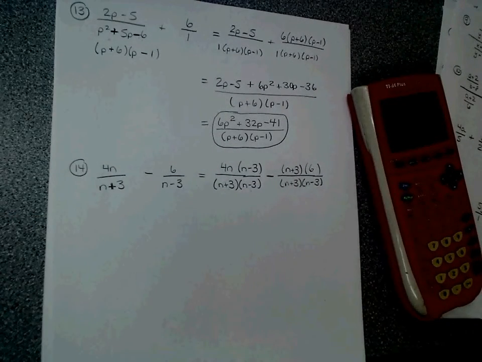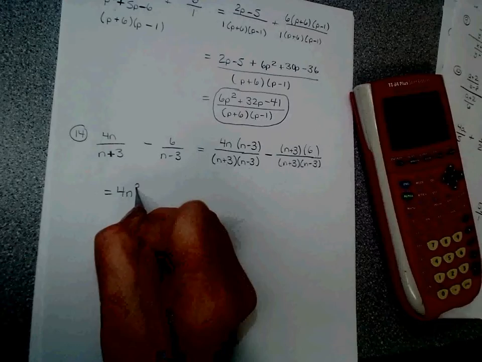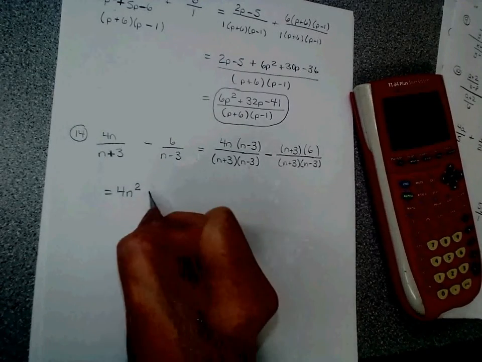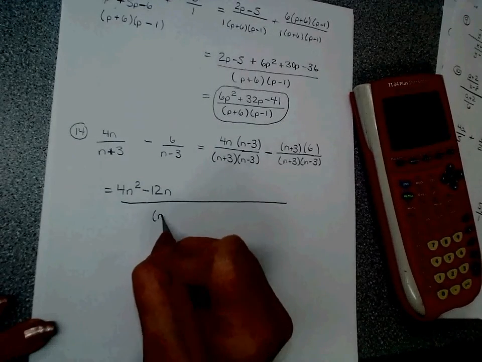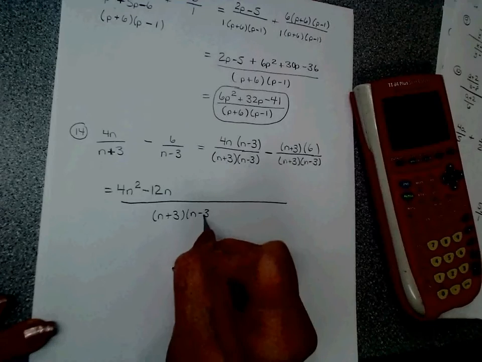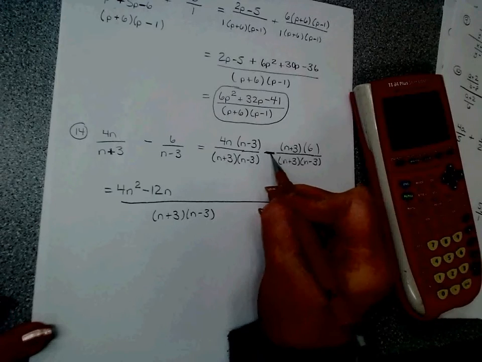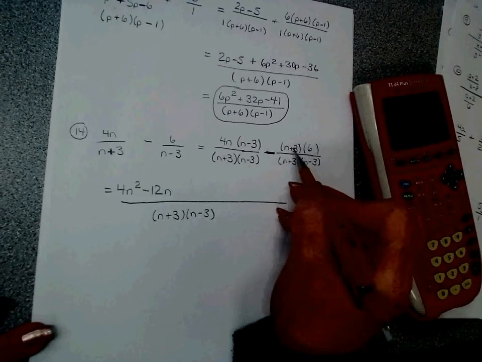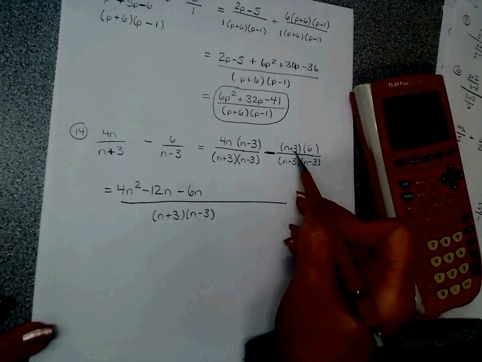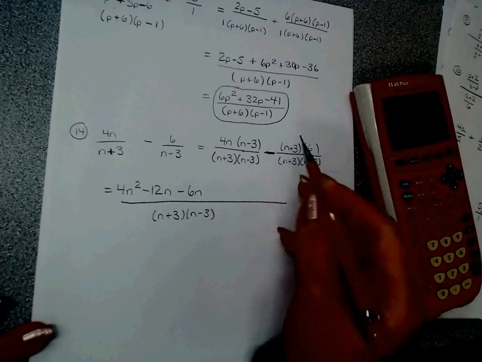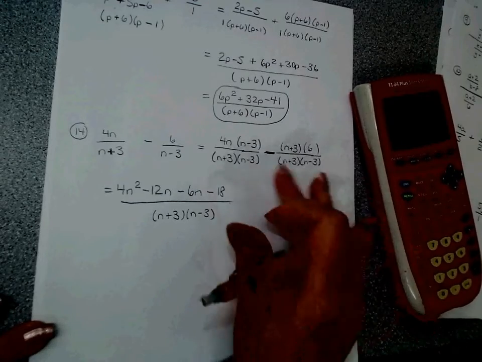Now I am going to simplify. 4n times n is 4n squared. 4n times negative 3 is negative 12n. They have the same denominator, so I'm just going to make a big long fraction and write it underneath. Okay. Now, here's where people flub up. The minus goes to each piece. So 6 times n is 6n, but it's minus 6n. 3 times 6 is 18, but it's minus 18. And keep in mind, if they were negative, you'd have to change them to positive. The negative goes to each piece.